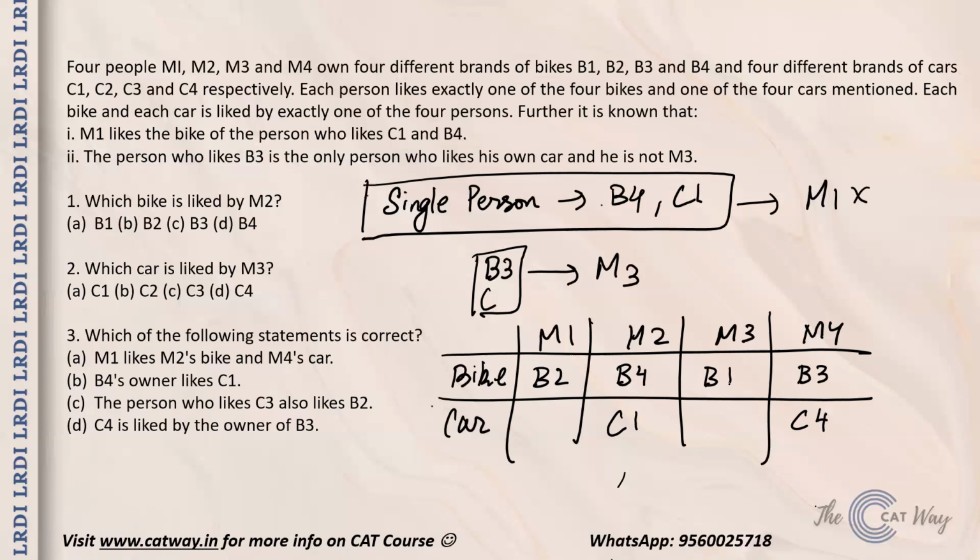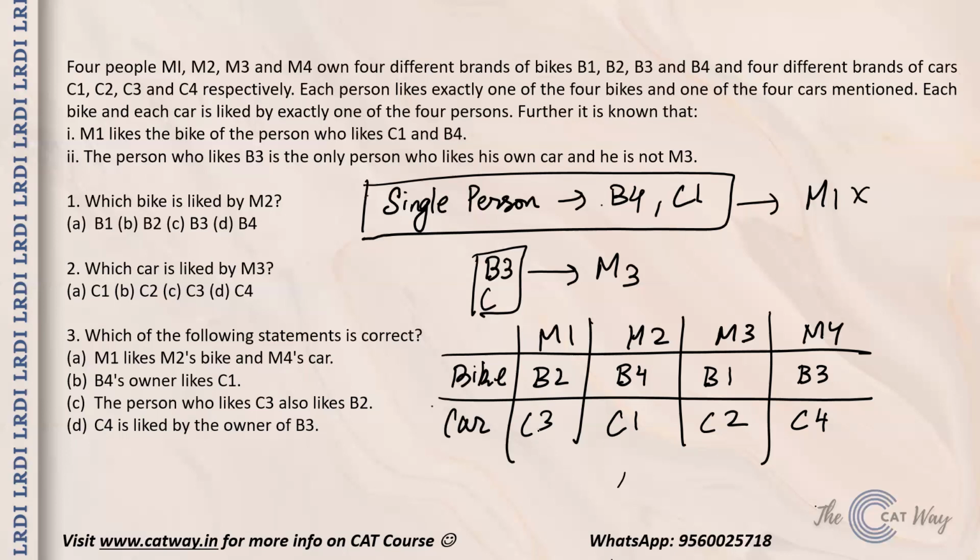Now, both these people do not like their own cars. So in that case, M3 cannot like C3. So the only possibility for M3 is to like C2. And in that case, C3 will be liked by M1. So with this, the set is complete. Now we can move towards the questions.